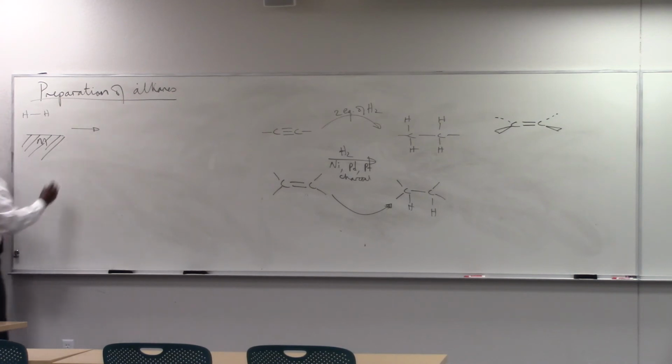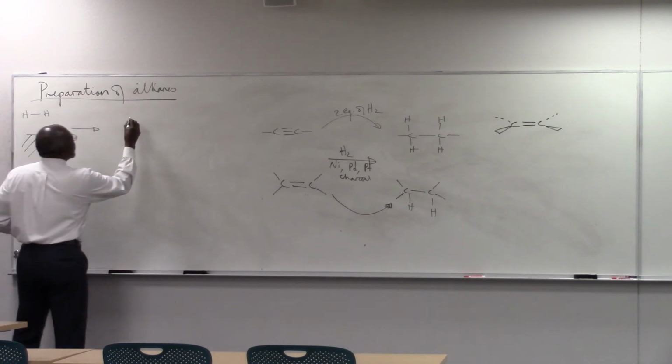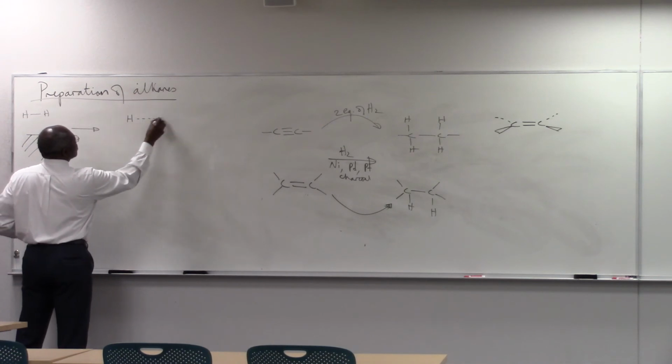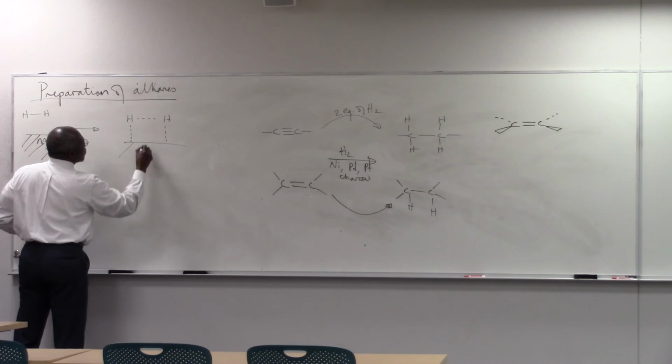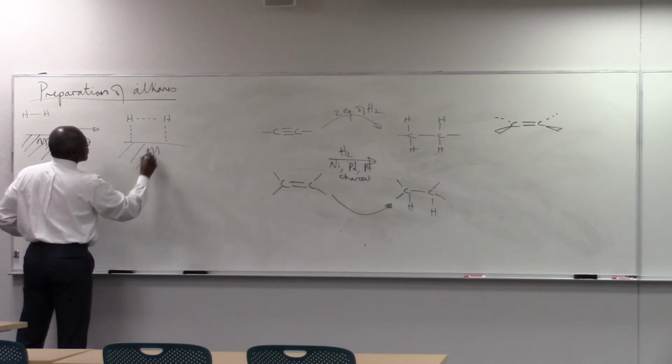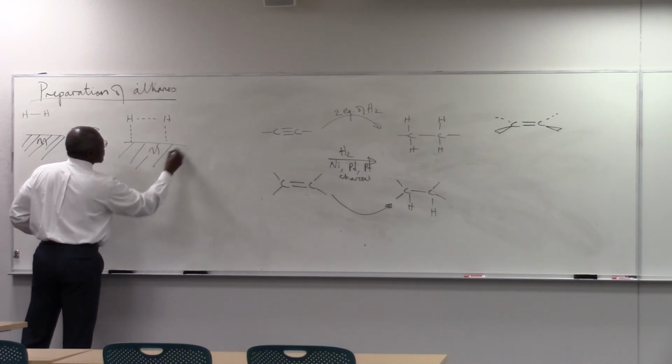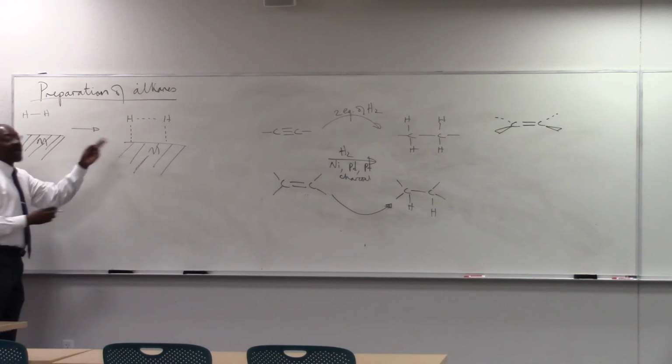So the metal, I'm going to expose it to hydrogen gas. And the hydrogen gas gets adsorbed onto the metal. Of course, the metal itself is absorbed on the charcoal or asbestos. So what I end up getting is a complex in which the hydrogen molecule is bound to the metal surface, something like that.